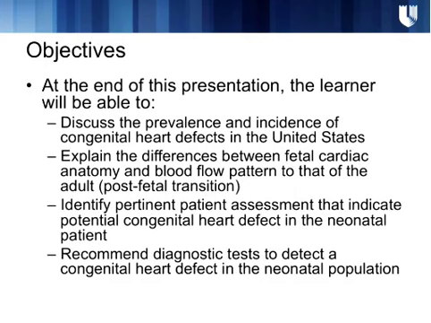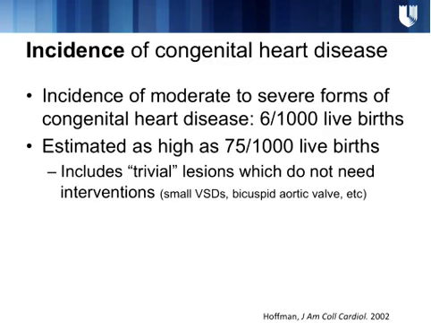The objectives of my talk are, at the end of this presentation, the learner will be able to first discuss the prevalence and incidence of congenital heart defects in the United States. Secondly, to explain the differences between fetal cardiac anatomy and blood flow patterns to that of the adult. Next, we'll go through some pertinent patient assessment that indicates potential congenital heart defect in the neonatal patient. And then lastly, we'll go over some common diagnostic tests that are used to detect congenital heart defects in the neonatal population. So first we'll talk about the incidence of congenital heart disease.